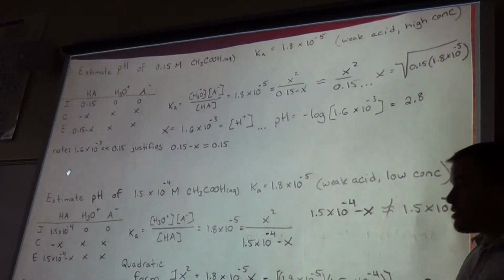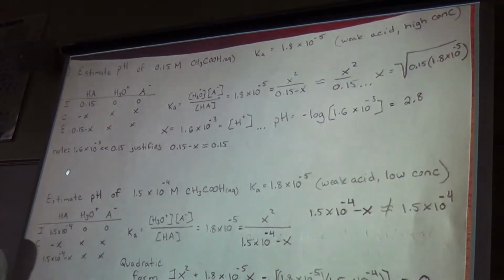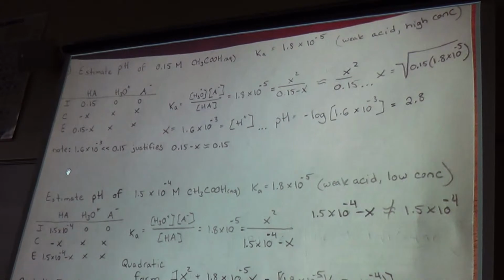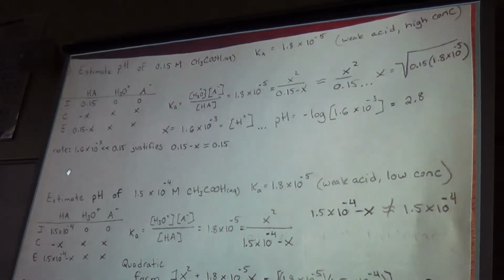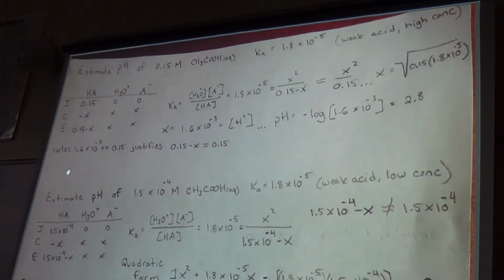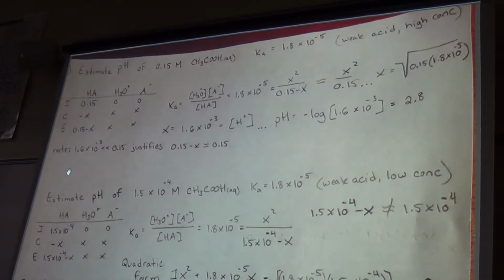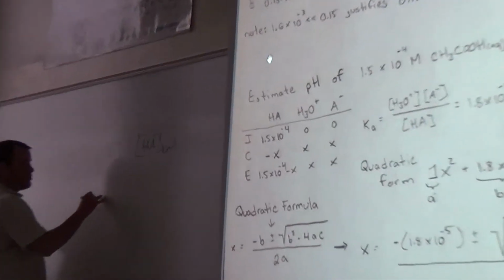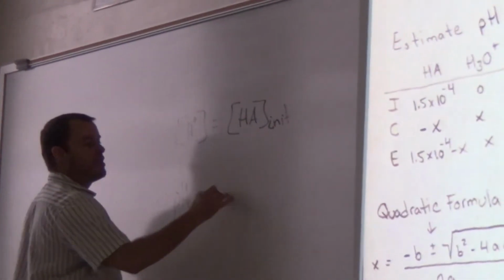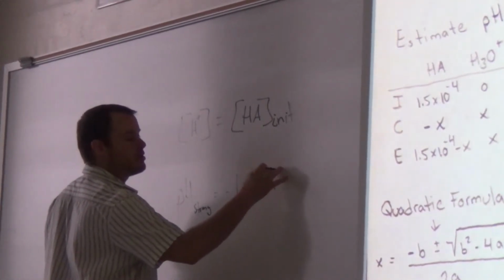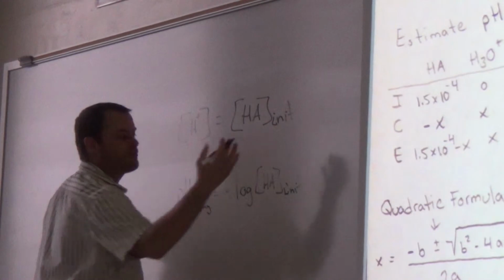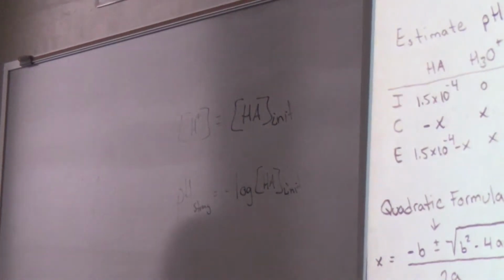Strong acids dissociate completely, and so you can say that the concentration of H+ in the solution is equal to the initial concentration of HA, because all of that stuff is going to end up dissociating. So pH for a strong acid is equal to negative log of the initial concentration of HA. And the reverse will be obeyed by a strong base.